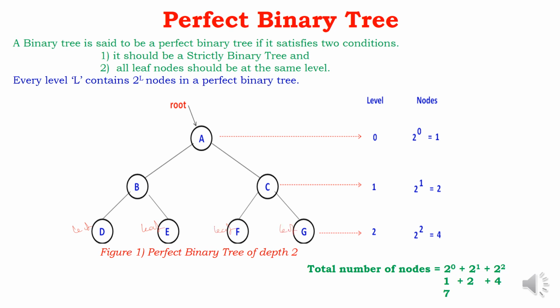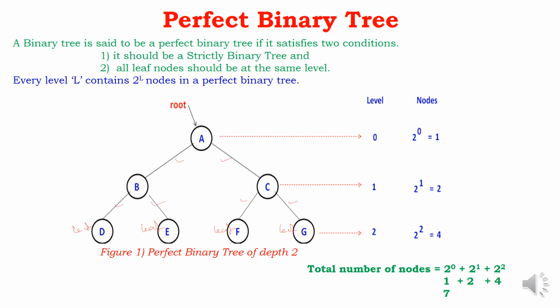So the definition of a perfect binary tree is it should be a strictly binary tree. First one, it should be a strictly binary tree. Strictly binary tree means all non-leaf nodes have exactly two children. Let me check whether this particular binary tree is a strictly binary tree or not. A, B, C are non-leaf nodes and non-leaf nodes are having exactly two children. So it is a strictly binary tree.